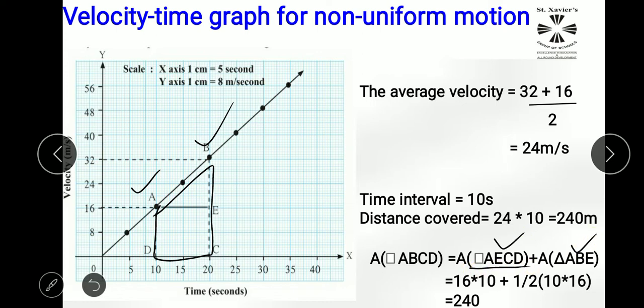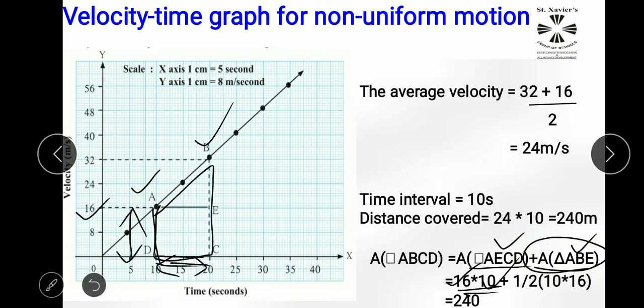Now area of AECD can be calculated with the formula length into breadth. Here DE is 10 and AD is 16. When you calculate AD, it is 16, students. And base CD is 10. So here we will multiply length into breadth, 16 into 10, and this is the area of AECD. Now what about area of triangle ABE?